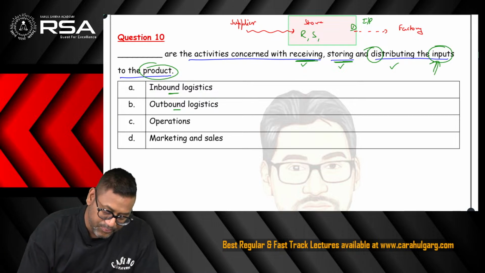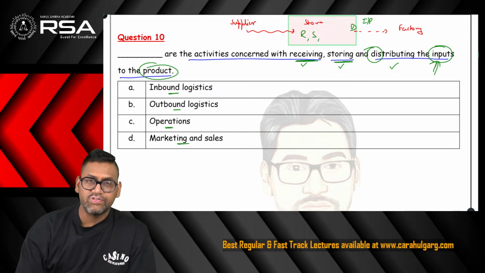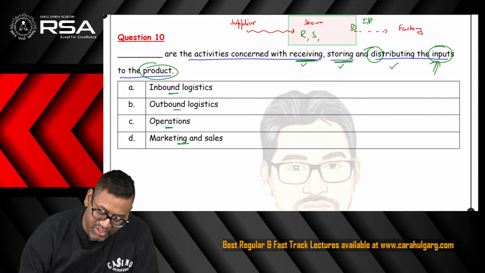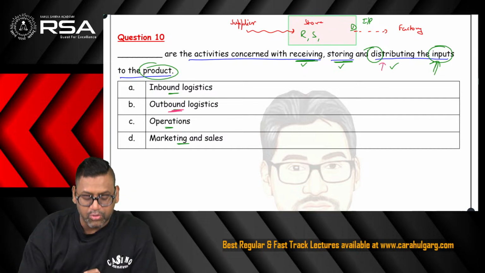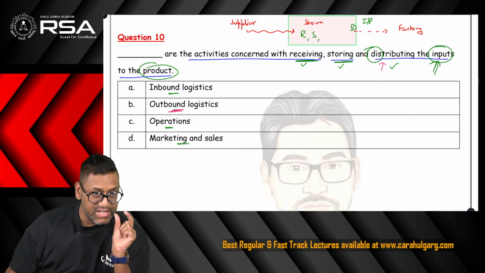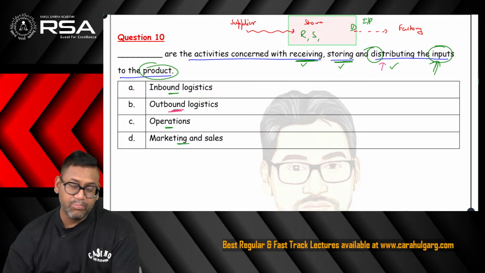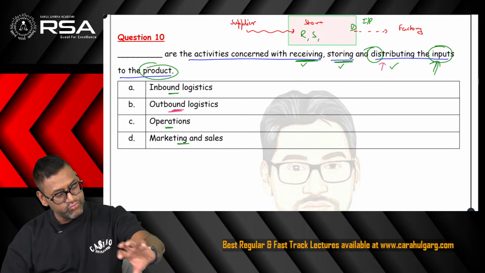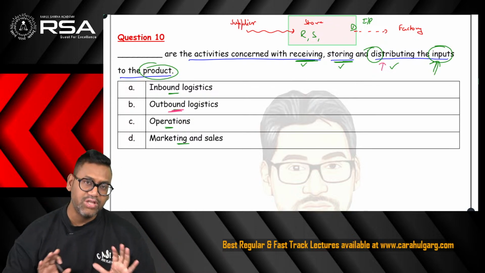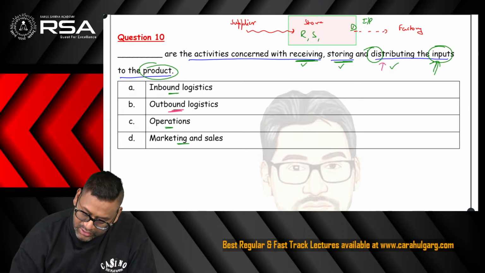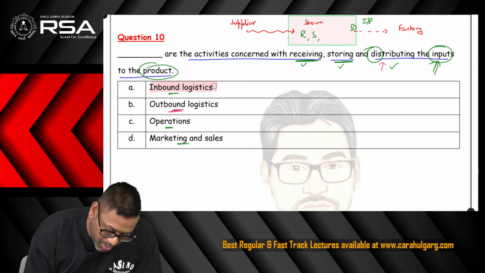Operations, marketing and sales. Which one is the correct? Inbound logistics. Students sometimes just read distributing and they mark outbound logistics as the correct answer. But the keyword over here is input, not the final product. If I'm talking about distributing the final product which we have produced, then yes, the answer should have been outbound logistics. But over here we are talking about the inputs. So the correct answer is, child, inbound logistics.